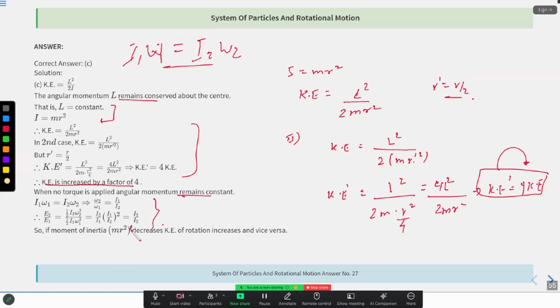We'll not get I2 by I2; this is a misprint over here. We'll get I1 by I2. So if the moment of inertia increases, it decreases the rate of rotation, and if the rate of rotation is decreased, then it means the moment of inertia is increased. This is called the vice versa thing. Okay.